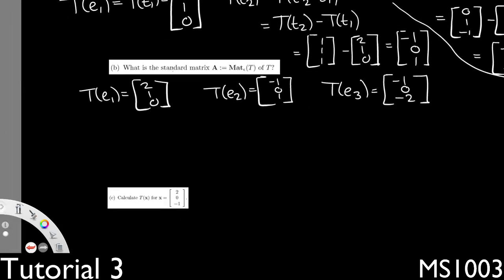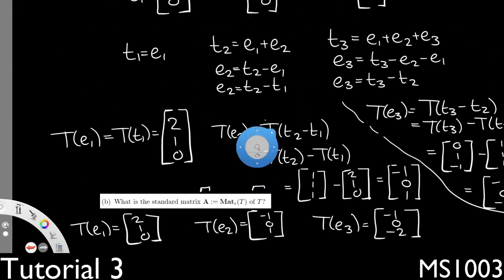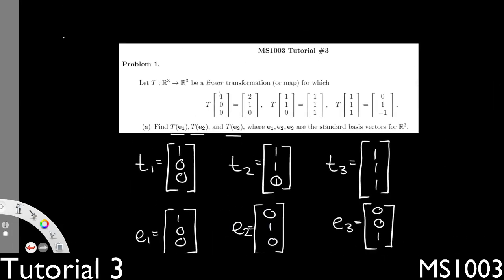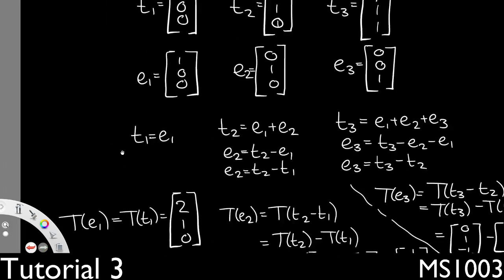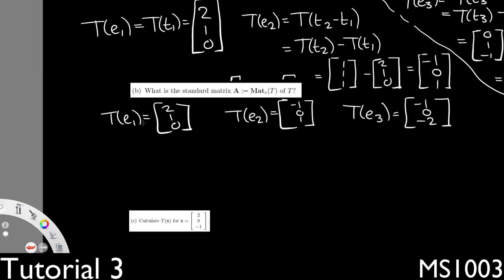And part B asks what is the standard matrix A that represents T? So T is a linear map, right? Nowhere have we said that T is a matrix. We've just said that T is a linear map, which does three things, right? It maps this guy to this guy, this guy to this guy, and this guy to this guy. And from these relations, we were able to find out what T does to each of the basis vectors.